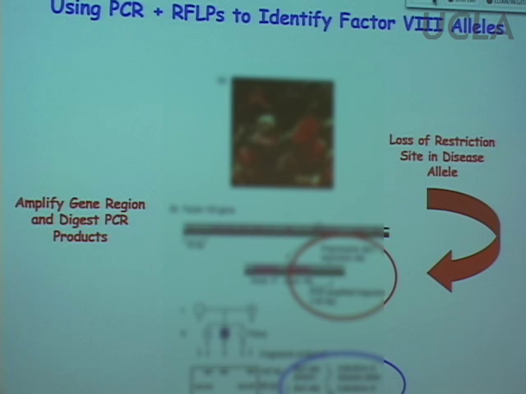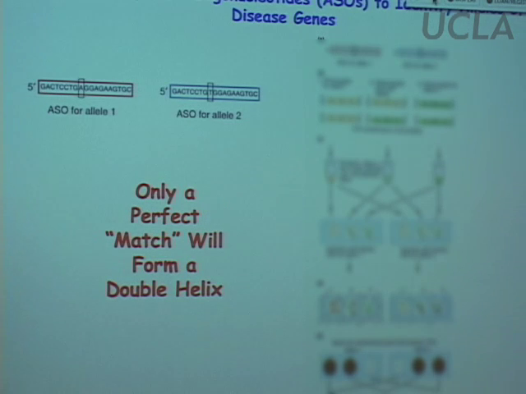You amplify up the DNA, and then you digest it with the restriction enzyme and put it on a gel. Look at the different sizes. Here's the cystic fibrosis individual. Here's the individual that has the normal allele. Here's the heterozygote. Because you can do this with PCR, it's very powerful because you can detect prenatally or pre-implantation.